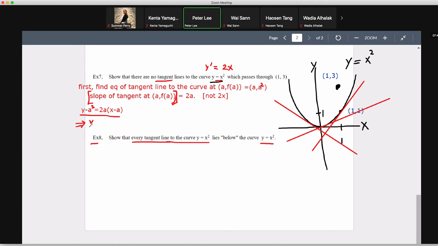And then of course you can always write this in the slope intercept form. So that will be 2ax, and then we have minus 2a squared, but then add a squared to both sides. Minus 2a squared plus a squared would be minus a squared. So the equation will actually be like this. Okay, so that's the tangent line, and we can call this L of x.